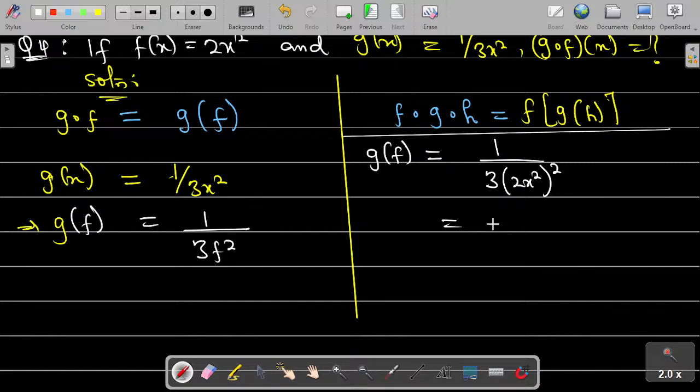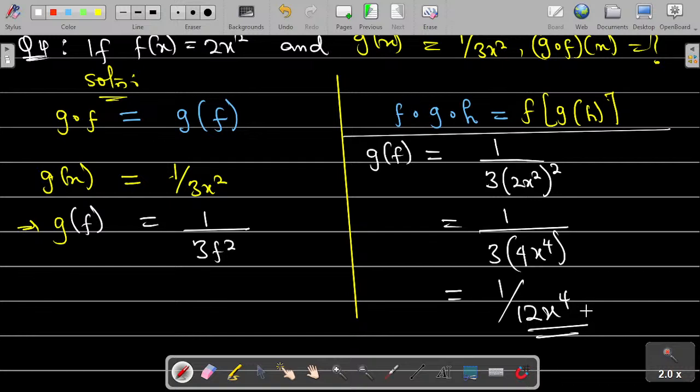Okay, let's do that. That's going to give us 1 over 3. If you open this bracket, square will come on 2 to give us 4, and square will come on x squared to give us x raised to the power of 4. And so that is going to be equal to 1 all over, you open this bracket, 12x raised to the power of 4 as your solution.